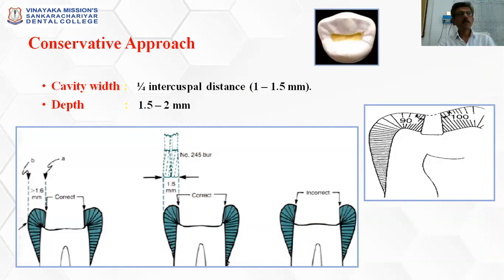Now, cavo surface angle, they say it should be a butt joint. Don't give a bevel. Now the question always comes is, why do you give a butt joint or a 90-degree butt joint? Why can't you give a bevel, especially while restoring the tooth with amalgam restorations? This goes back to knowing the properties of amalgam. Amalgam's tensile strength is highly weak compared to the compressive strength.